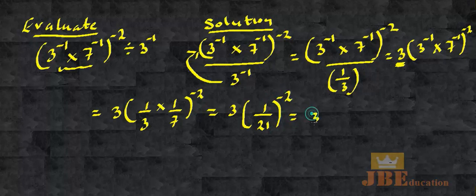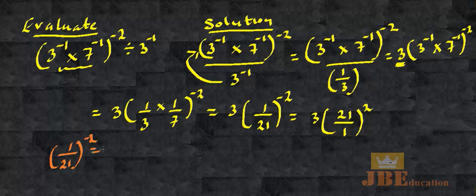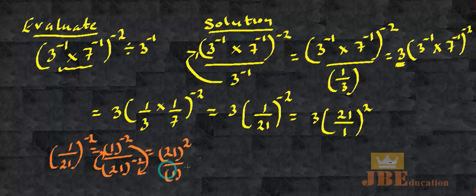Now this can be rewritten as 3 times 1 divided by 21 raised to the power negative 2, which can be rewritten as 21 divided by 1 raised to the power 2. How am I doing that? I'm going to show you. Now we have got 1 over 21 raised to the power negative 2, right? This is actually 1 raised to the power negative 2 divided by 21 raised to the power negative 2. Now moving 21 raised to the power negative 2 to the numerator, I would get 21 raised to the power positive 2, and moving 1 raised to the power negative 2 to the denominator, the value would be 1 raised to the power positive 2, which is nothing but 21 divided by 1 raised to the power positive 2. Of course, you don't need to explicitly write 1, but just for the sake of clarity, I have shown you that.